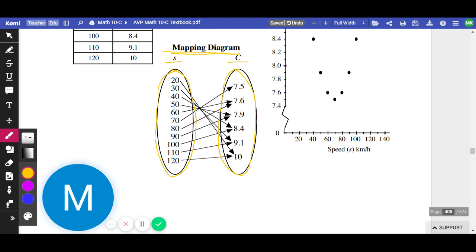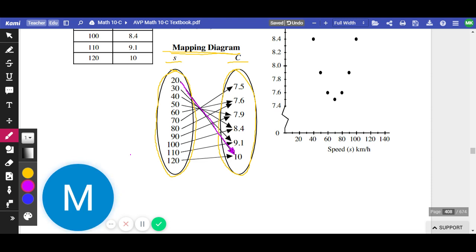And then a mapping diagram uses arrows to connect your input to your output. So you'll notice it says if I have a speed of 20, follow the arrow, it'll point to my output of 10. Speed of 20, output of 10. Speed of 30, follow the line, output of 9.1. Okay, the arrow is always going from the input into the output. That's how a mapping diagram works.